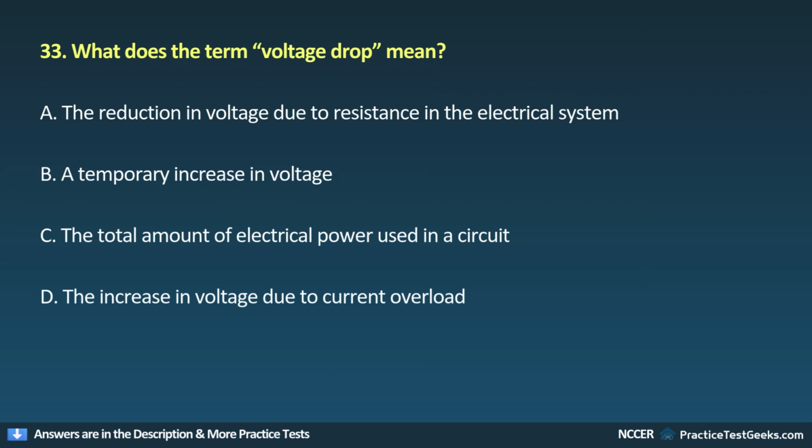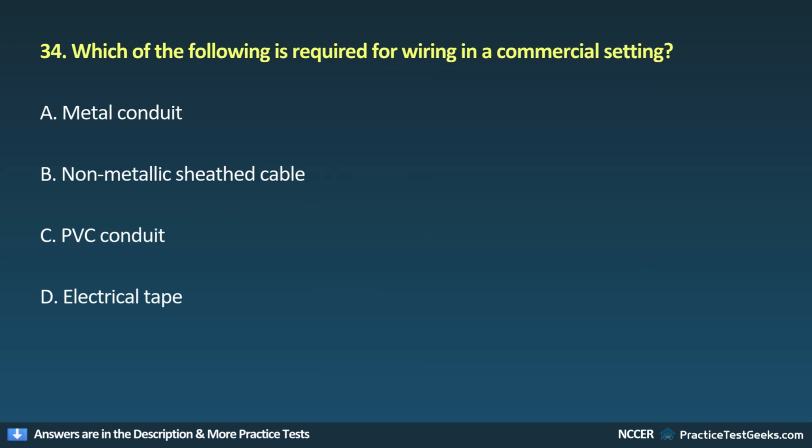A. The reduction in voltage due to resistance in the electrical system. B. A temporary increase in voltage. C. The total amount of electrical power used in a circuit. D. The increase in voltage due to current overload. 34. Which of the following is required for wiring in a commercial setting?